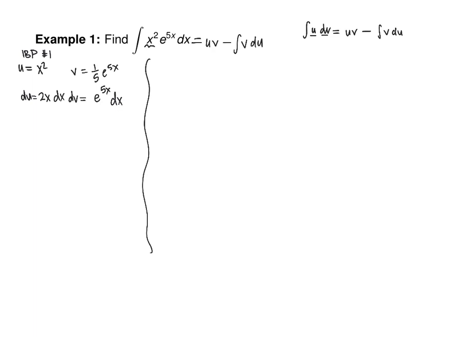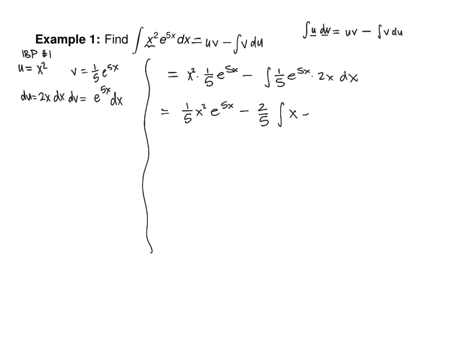And now what that becomes is uv, so x squared times a fifth e to the 5x, minus integral v du, so 1/5 e to the 5x times 2x dx. And let's just make that more pretty. So 1/5 x squared e to the 5x minus, take out the constants, 2/5 integral x e to the 5x dx.